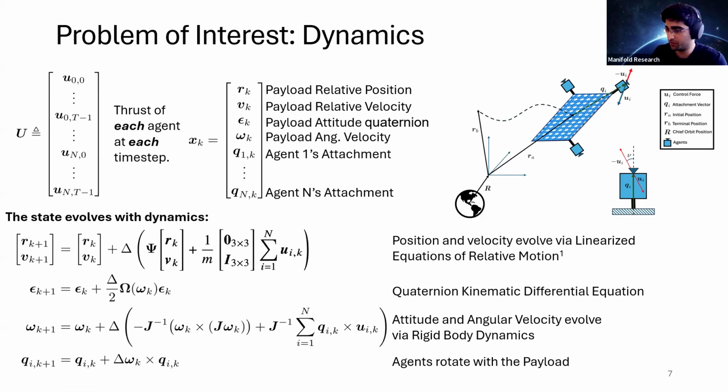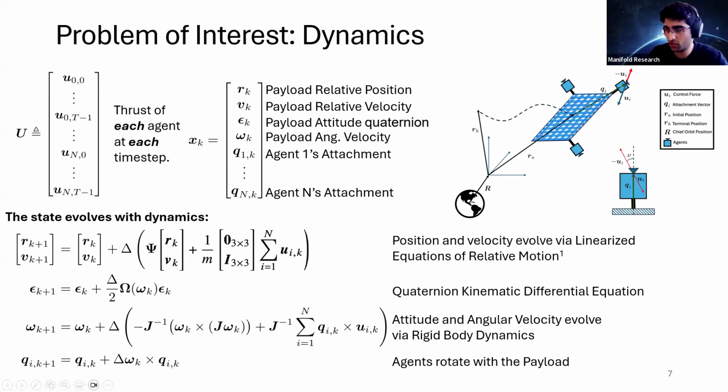And with that state, we can characterize what the dynamics of the scenario are. So this looks a little bit complex, but I'll just quickly run through it. It's not so bad. Basically, we're saying that the next time step position and velocity are the previous time step's position and velocity plus the relative orbital dynamics. That's what this phi matrix is, and plus the influence of the thrust from each agent on the payload.